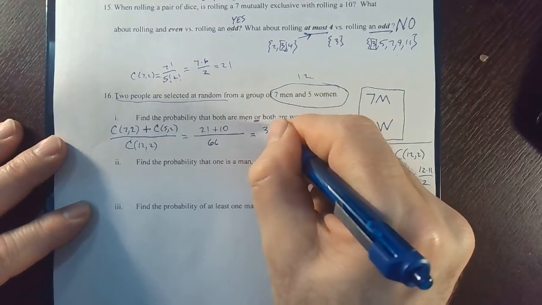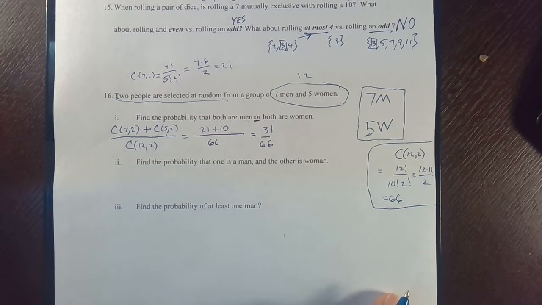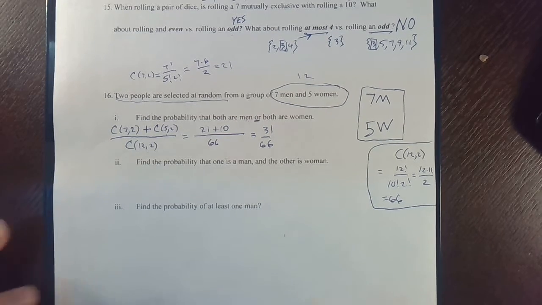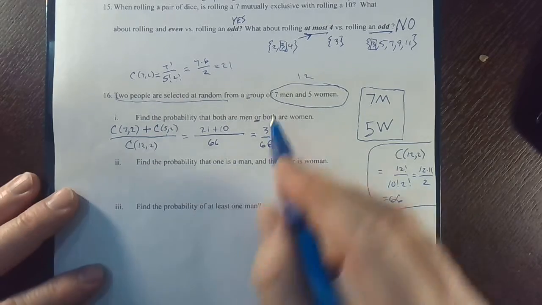And that would be 31 over 66. And that happens to be reduced. 31 doesn't go into 66. 31 is a prime number. So that's the answer.